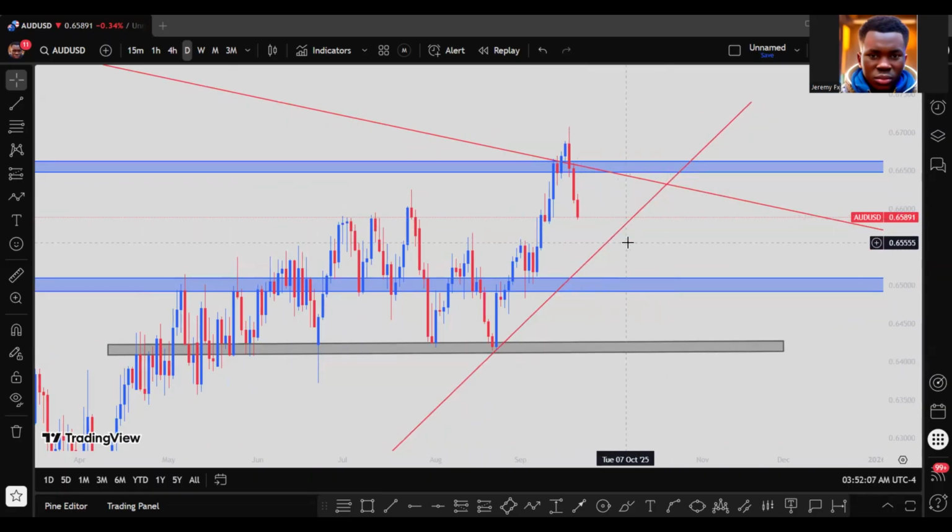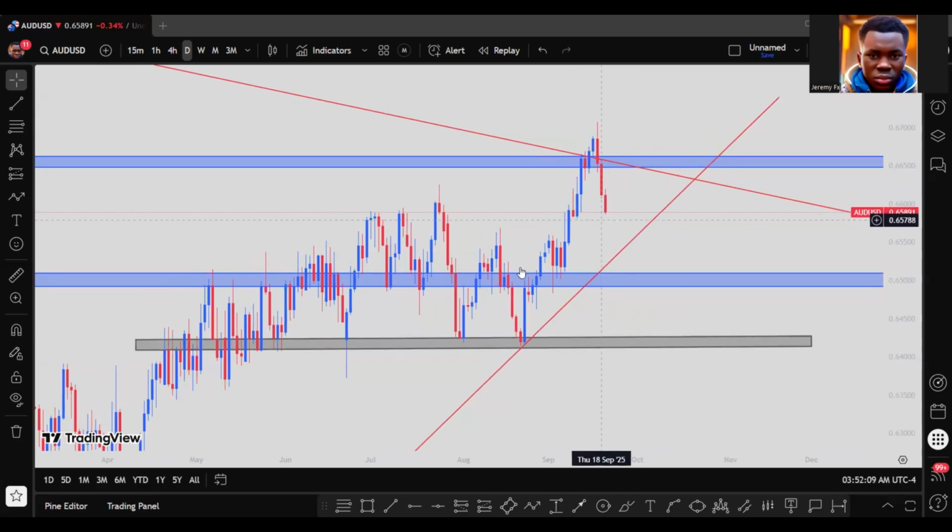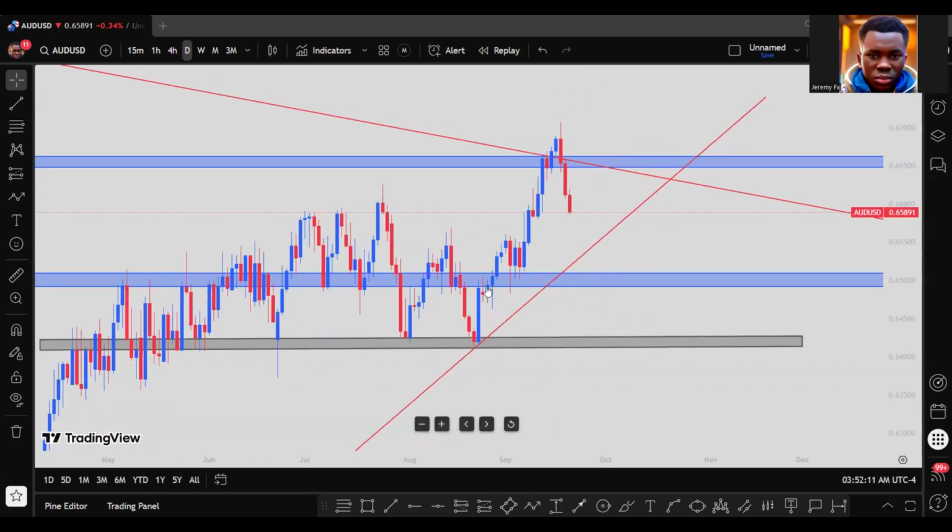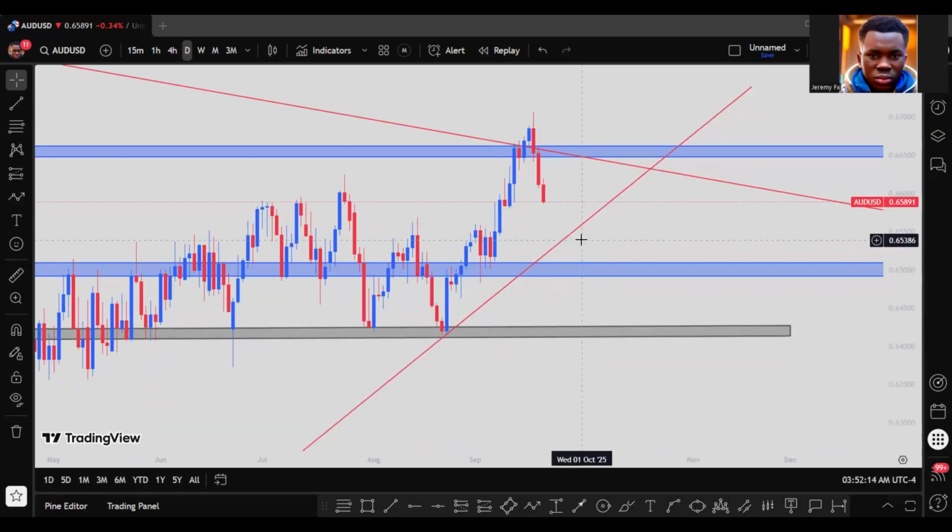So that whenever I'm dropping all this trading signal, you guys will be able to take all these trades. So that's just it on the USD pair.